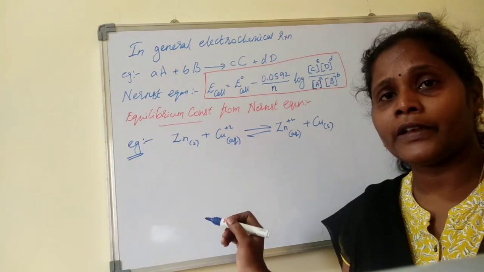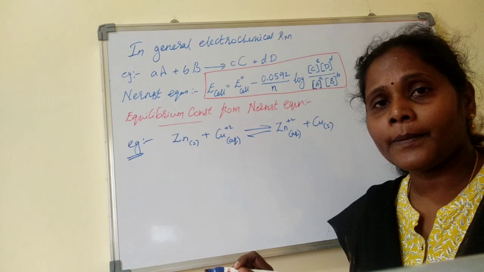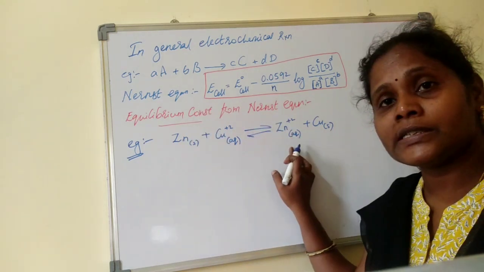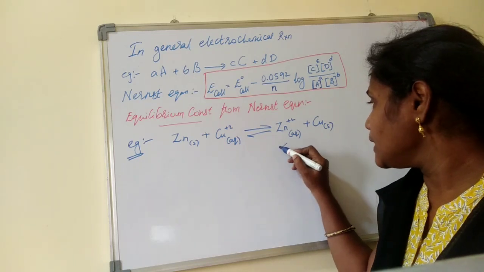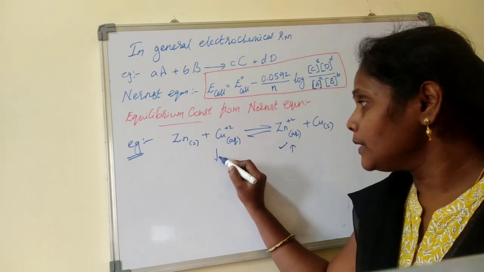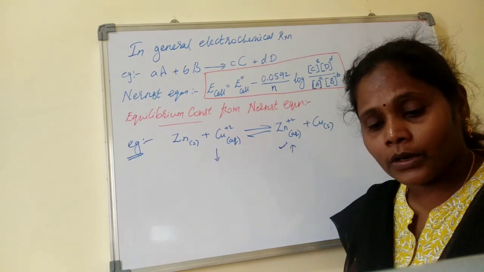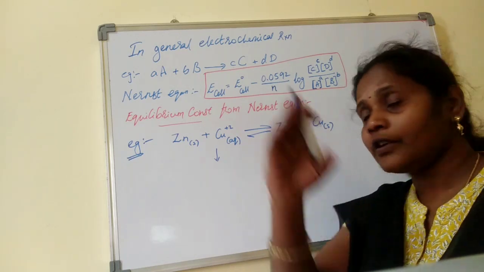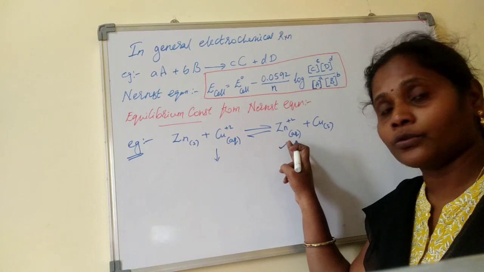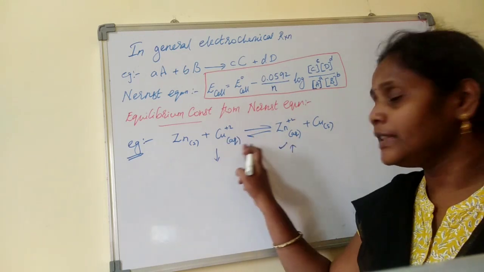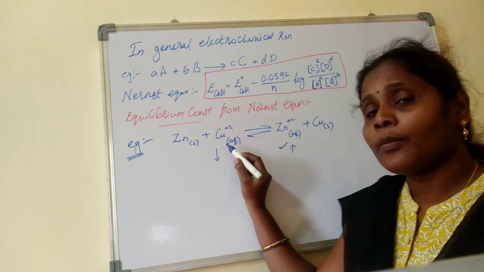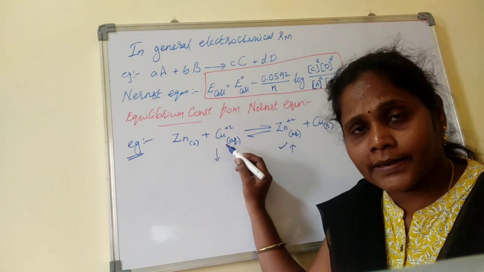in the cell when you have taken zinc and copper, what happens? The concentration of zinc plus 2 ions, because this is the product, increases, whereas the concentration of copper plus 2 ions decreases, because copper plus 2 ions are converting into solid copper, whereas zinc is converting into zinc plus 2. But I can see the concentration only with this, right? So the zinc concentration is continuously increasing, whereas the copper concentration is continuously decreasing.